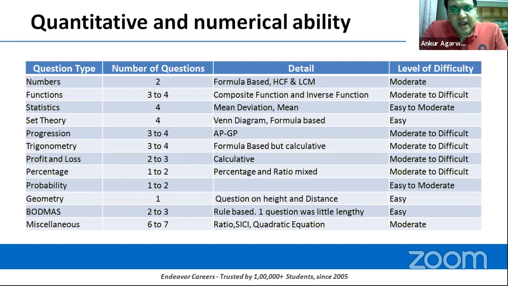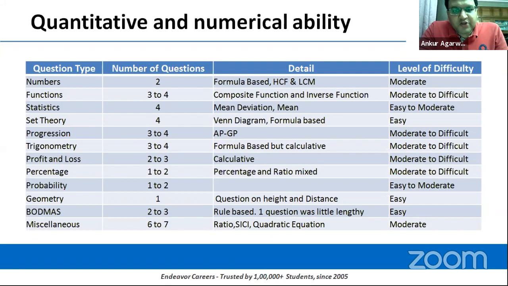Set theory again had 4 questions based on Venn diagrams, very similar to yesterday, and the questions were also very easy, right? Progressions again had 3 to 4 questions similar to day one, based on arithmetic progression and geometric progression. These questions were a mix of moderate and difficult questions.